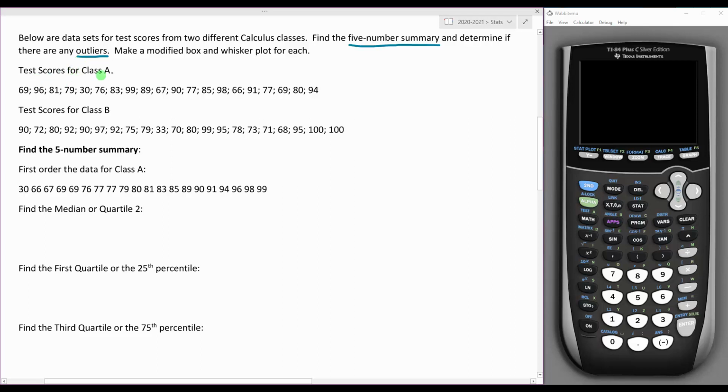Here are my test scores from the first class. We'll call it Class A, and we have the individual test scores here. And then we have our test scores for the second class, which we'll call Class B. There are 20 test scores in the first class, and there are 21 test scores in the second class. So 20 students here, 21 students here, and we want to find this thing called the 5-number summary.